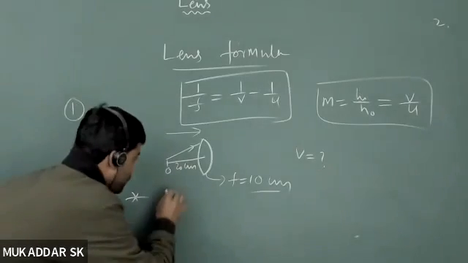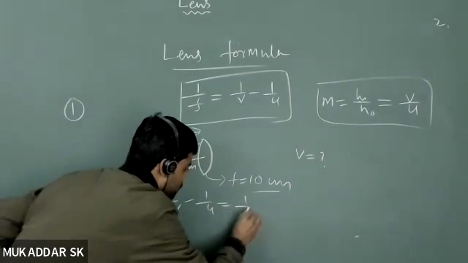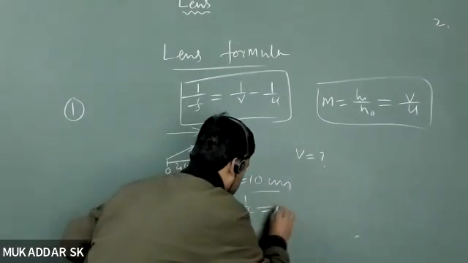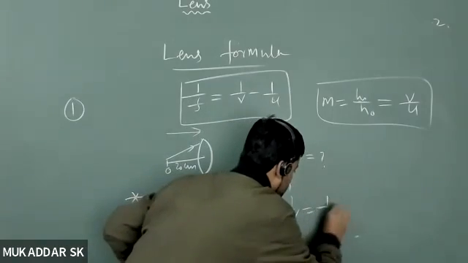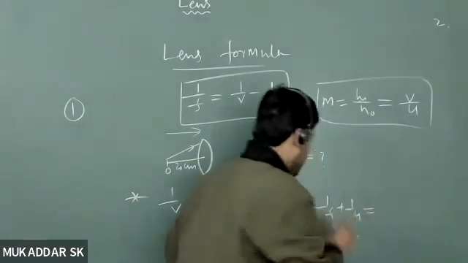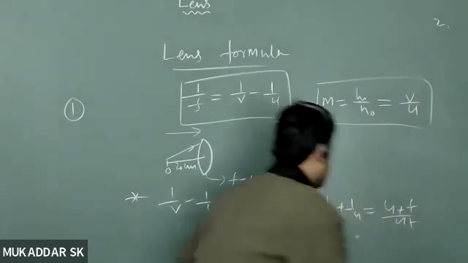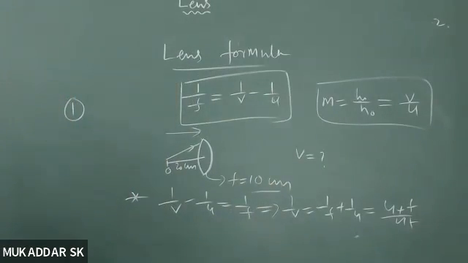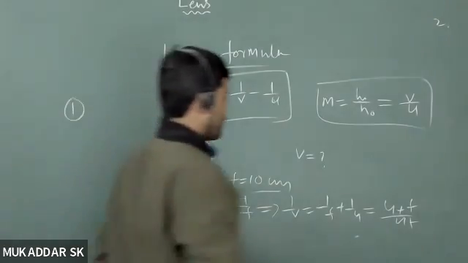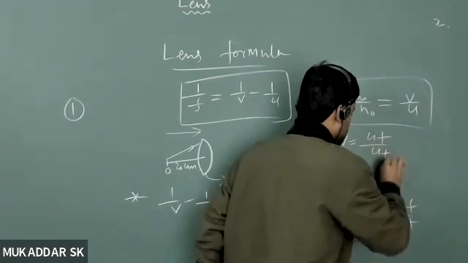So I'll use same formula to calculate V. So 1 by V minus 1 by U, that is nothing but 1 by F. It means I can write 1 by V should be equal to 1 by F plus 1 by U. So I can further write (U plus F) by UF. So reciprocal of V, that is nothing but (U plus F) divided by (U into F). So further V can be written as UF divided by (U plus F).